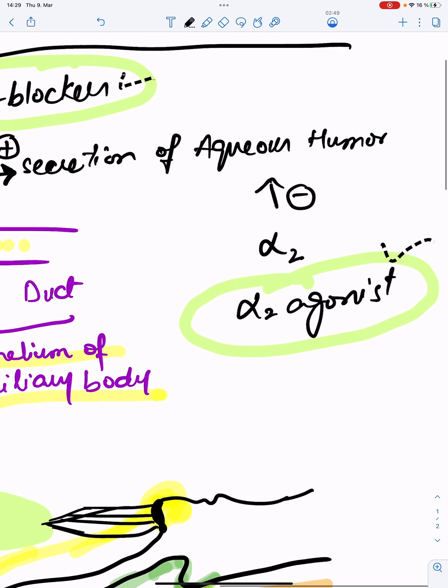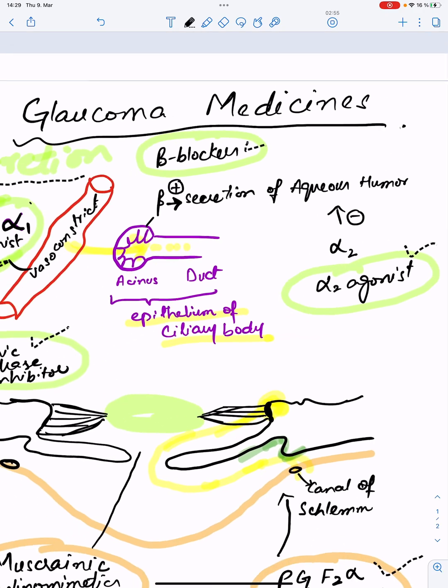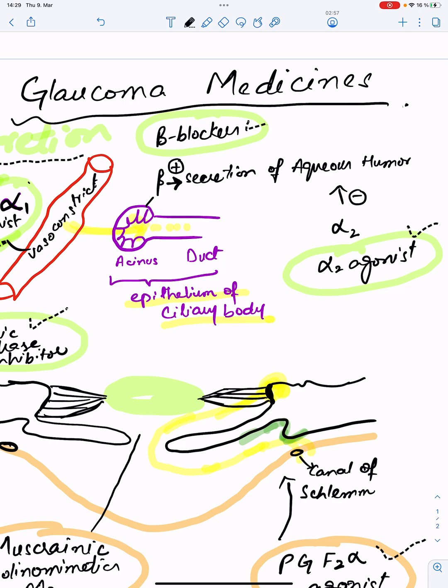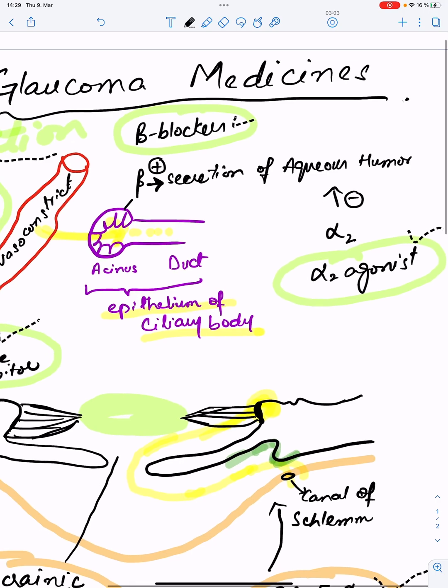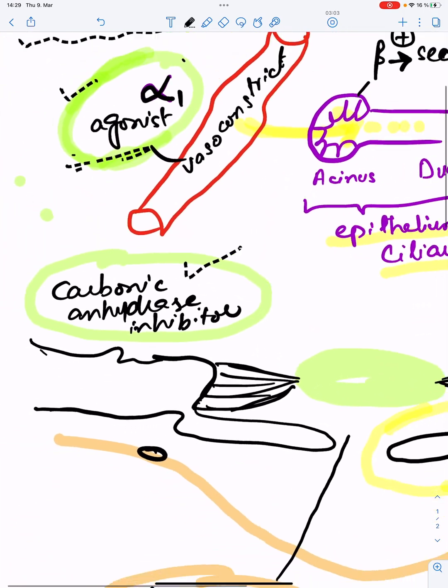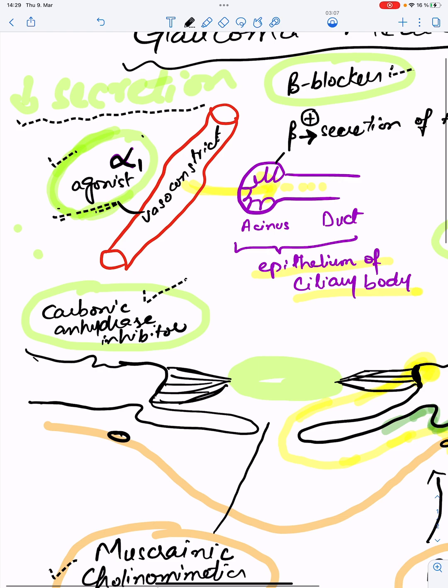The alpha 2 agonist, they inhibit the secretion of aqueous humor. So either we can use beta blockers or alpha 2 agonists, so that the secretion of aqueous humor is reduced. The fourth drug in this group is carbonic anhydrase inhibitor.